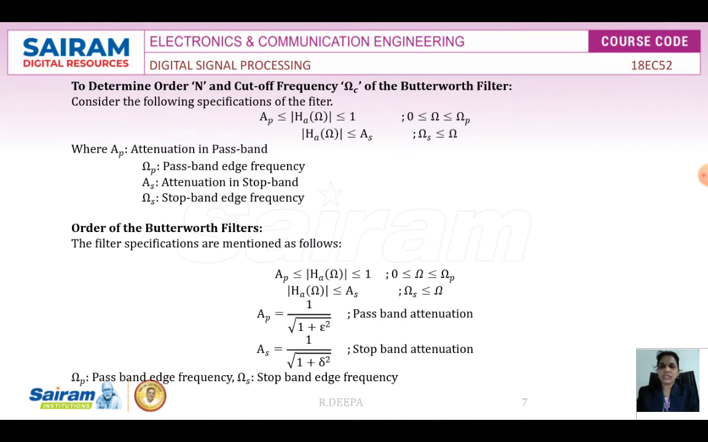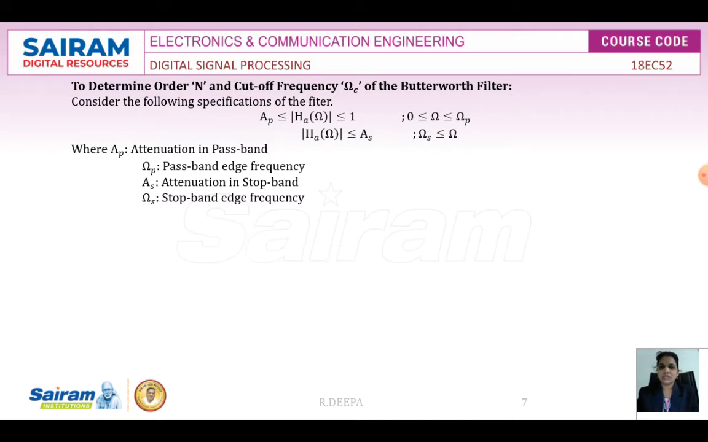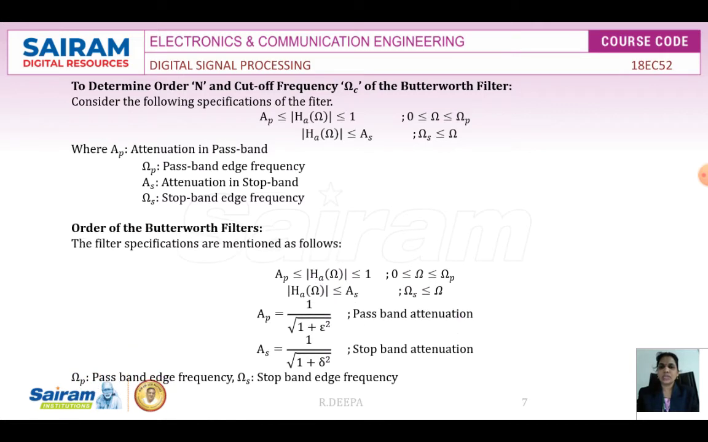In order to calculate the order of the Butterworth filter, as the gain ranges between AP and 1 and the stop band attenuation is less than or equal to AS, we can write AP is equal to 1 divided by root of 1 plus eta square, and AS is equal to 1 divided by root of 1 plus delta square, where omega P represents the pass band edge frequency and omega S represents the stop band edge frequency.